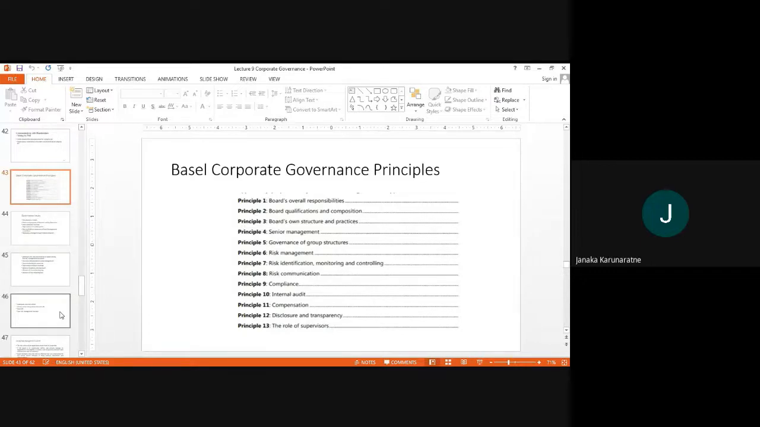The board qualifications and composition we discussed ample. The board should be adequately qualified, and there should be a good mix of people on the board with overall knowledge, background, experience, and capabilities. The bank's own structure and practices are very important, the methodology it follows and the good practices it follows. Senior management. So what is the role of senior management? What do they have to do? It is clearly mentioned.